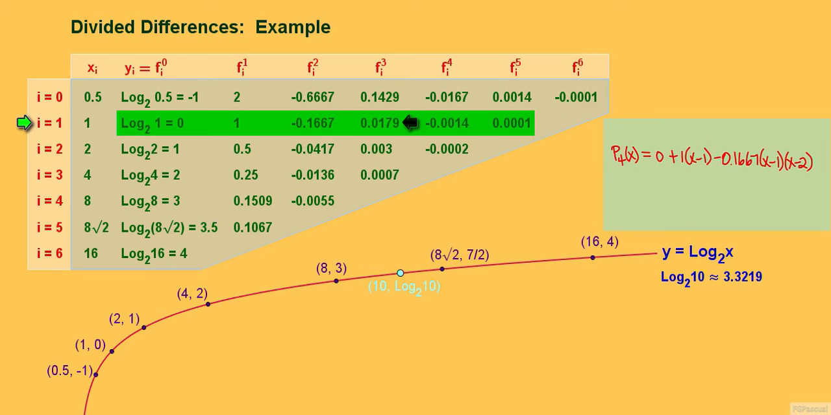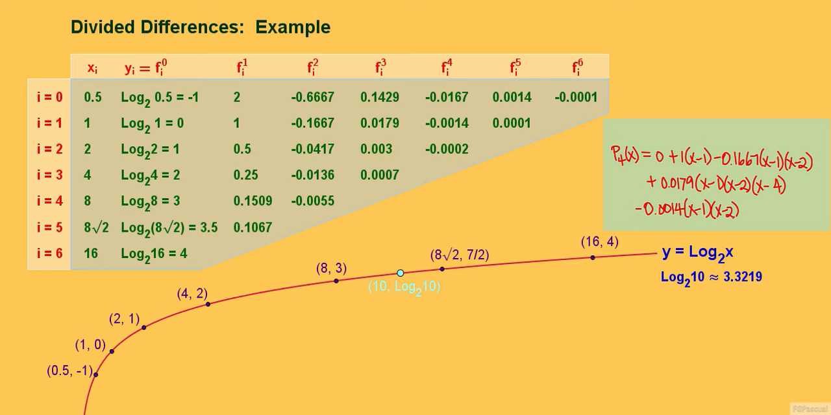Then we have 0.0179 times x minus 1, x minus 2, and x minus 4. Then we have minus 0.0014 times x minus 1, x minus 2, x minus 4, and x minus 8. X equals 8 is the second to the last x value, and so this is as far as we go with p sub 4.